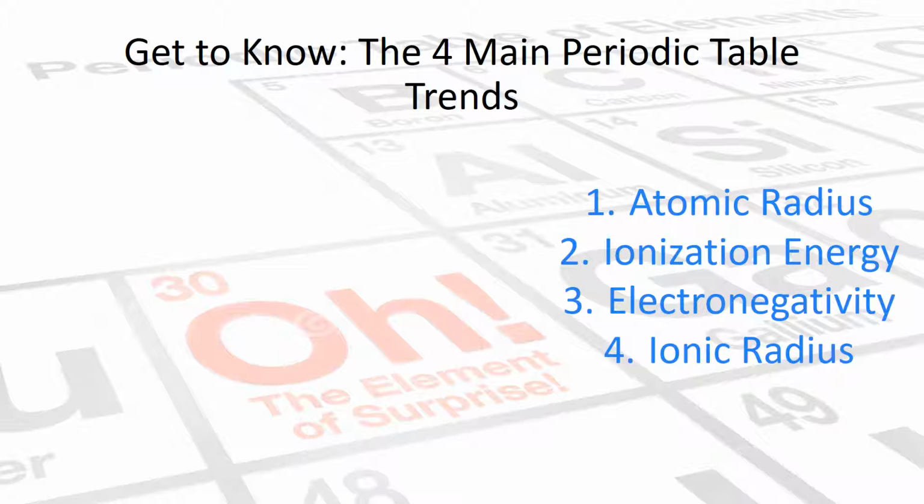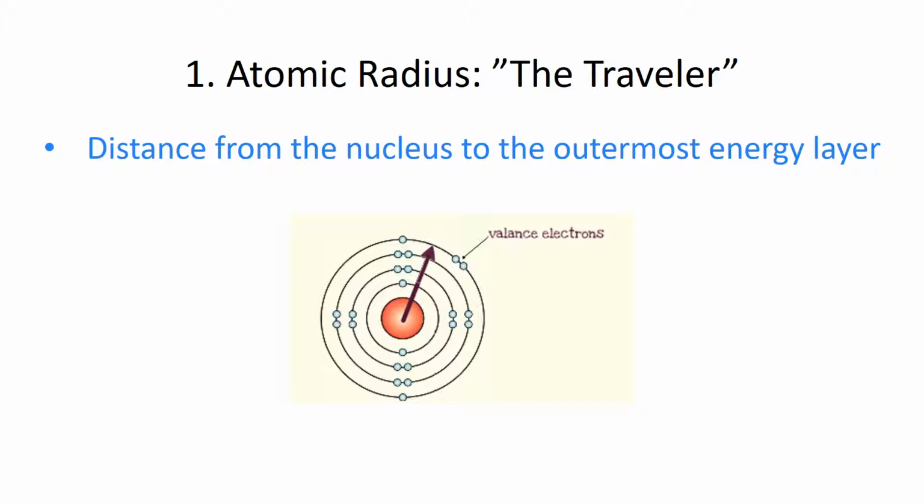So now it's time to get to know the four main periodic table trends, and they are atomic radius, ionization energy, electronegativity, and ionic radius. The first one, the atomic radius, can be considered the traveler, as it is the distance from the nucleus to the outermost energy layer where the valence electrons are located.